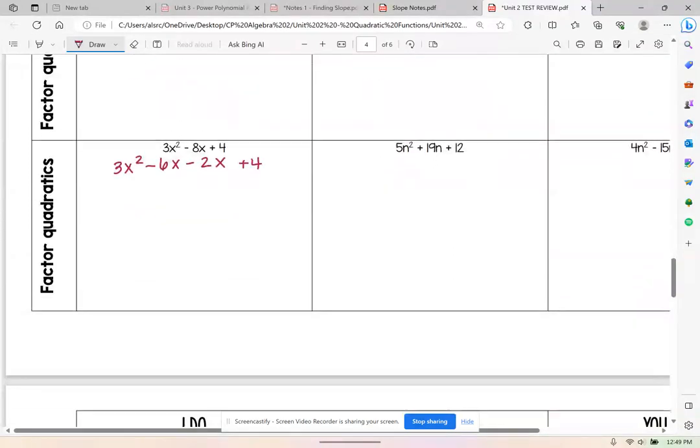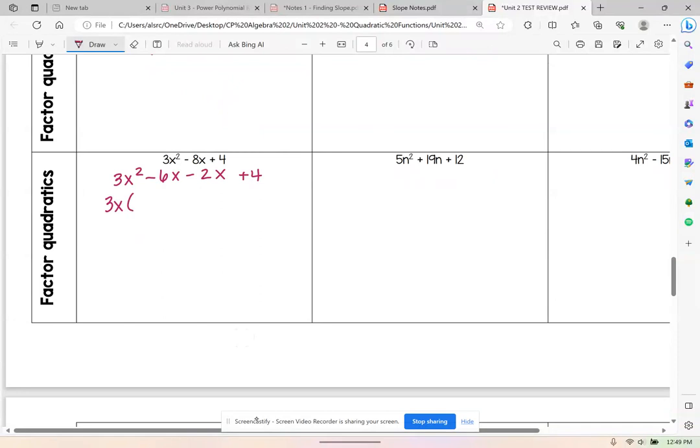Okay? So I need to group. What is my GCF of my first group? 3x. And I'm left with x minus 2. Divided, I have negative 2. And then x minus 2. Am I finished? Nope. I have to have two factors right next to each other. 3x minus 2 and x minus 2. Yeah?